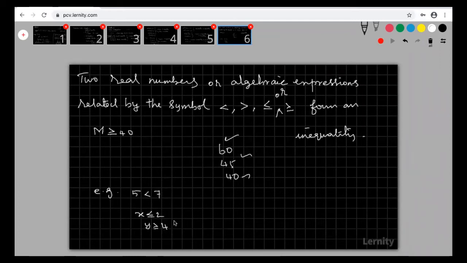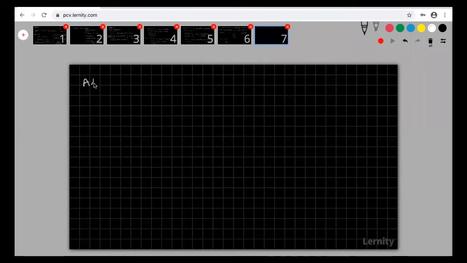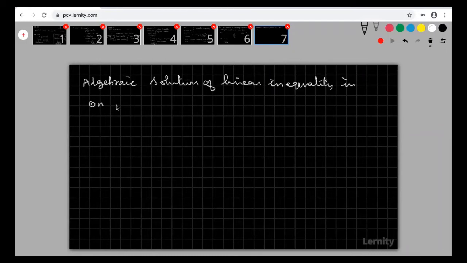Okay, right. Now come to the solution. Algebraic solution of linear inequalities in one variable, and their graphical representation.